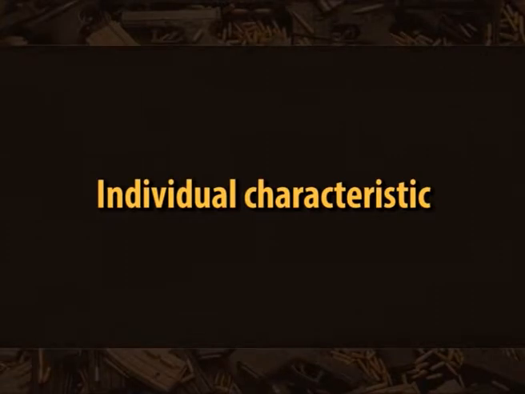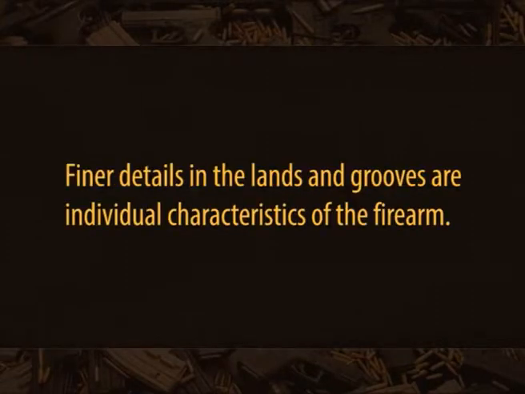Now, coming to the individual characteristics, finer details in the lands and grooves are what we call the individual characteristics of the firearm. Individual features are helpful as they are always different, and no two firearms have the same characteristics. These characteristics are really useful in comparison of bullets. Individual characteristics are the imprint of the small irregularities in the barrel and are never duplicated by different weapons. Some of the important accidental marks are described on your screen.